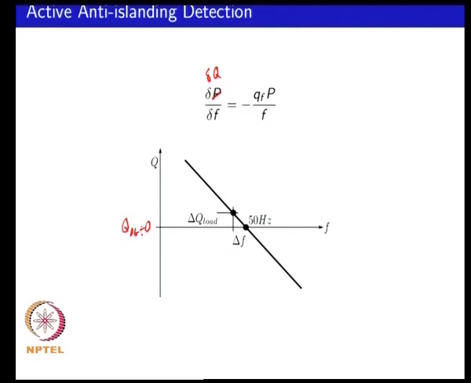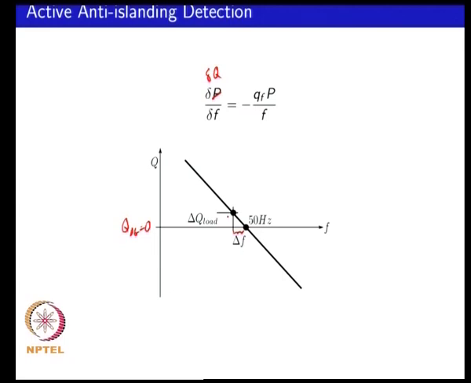And we saw that if your frequency deviates by delta f, say reduces by delta f, then the reactive power drawn by the load would increase by delta Q. If your frequency increases by delta f, the reactive power drawn by the load would reduce by again some delta Q load, but with a negative polarity.